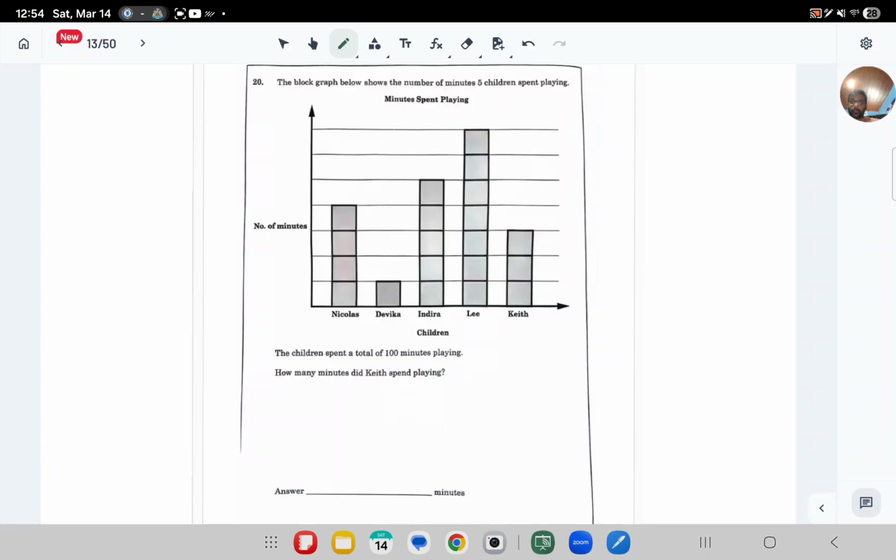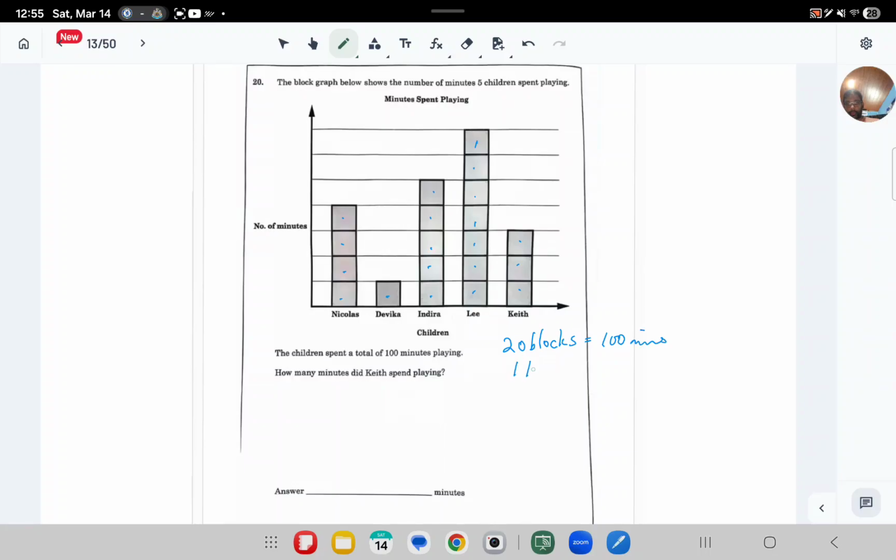The block graph below shows the number of minutes 5 children spent playing. So block graph shows the time spent. So each one of those blocks will represent a certain period of time. They said the children spent a total of 500 minutes playing. So when you add up all these blocks, you'll get 500 minutes. So let's see how many blocks is that. 1, 2, 3, 4, 5, 6, 7, 8, 9, 10, 11, 12, 13, 14, 15, 16, 17, 18, 19, 20. So 20 blocks is equal to 100 minutes.